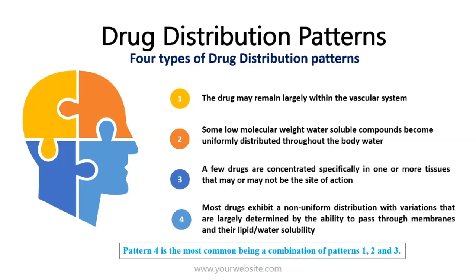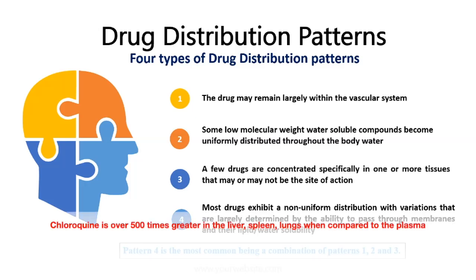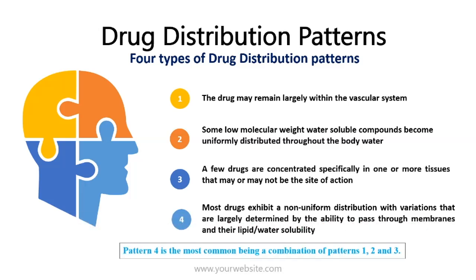The antimalarial drug chloroquine may be present in the liver at concentrations 1,000 times those present in the plasma, right? So it tends to be in a particular area rather than in the plasma. So it's not going to follow pattern one at all. It's definitely going to be concentrated in a particular tissue or a particular organ, in this case, the liver.